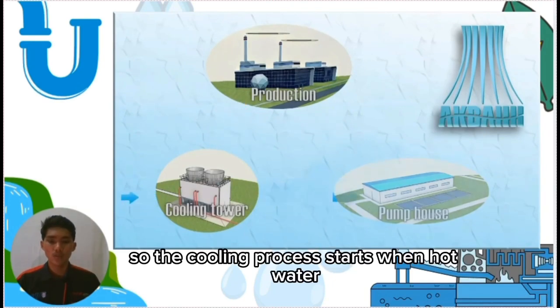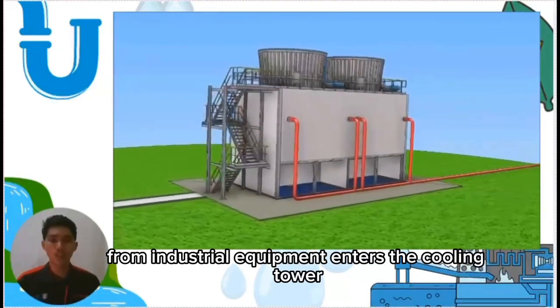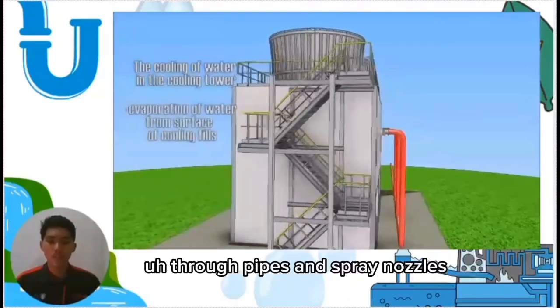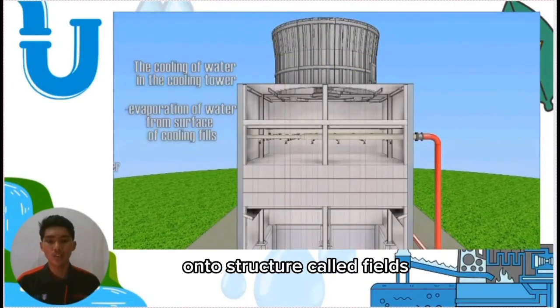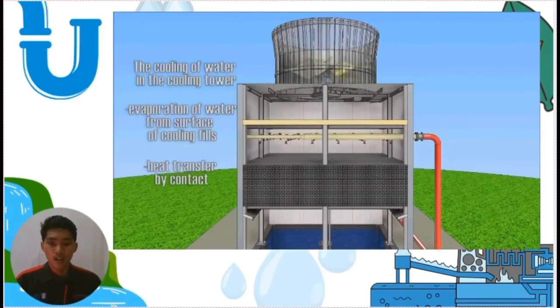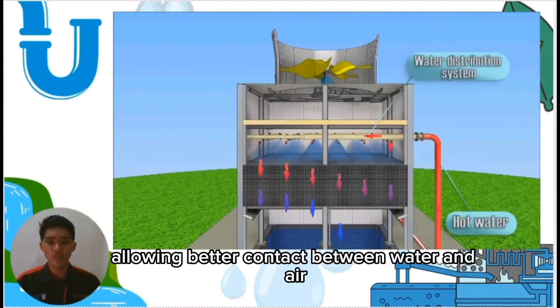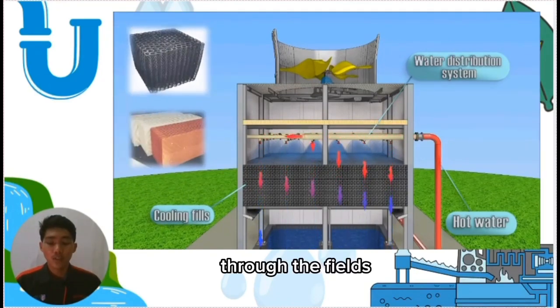So the cooling process starts when hot water from industrial equipment enters the cooling tower. The hot water is distributed through pipes and spray nozzles onto structure called fills. The fills increase the surface area of the water, allowing better contact between water and air. Large fans inside the cooling tower move air through the fills.